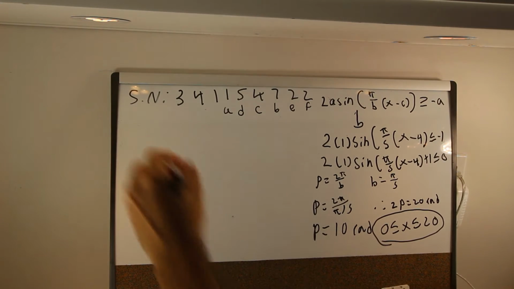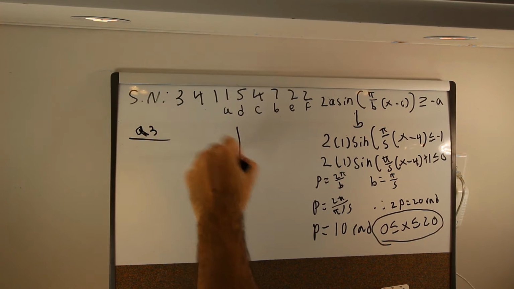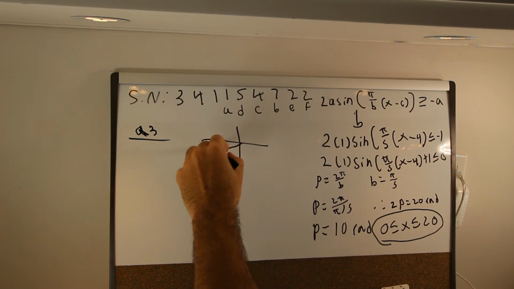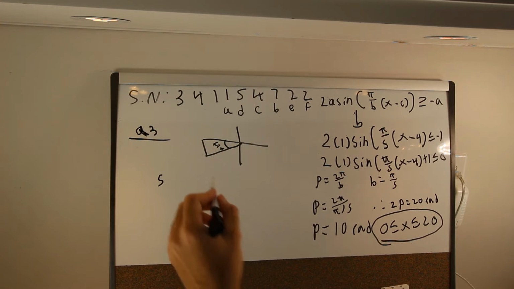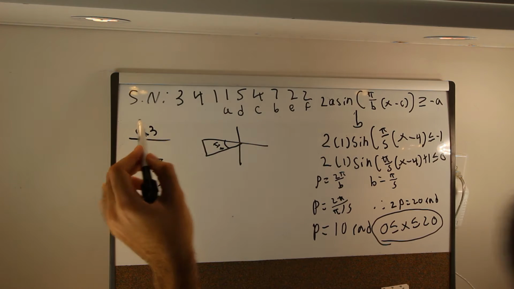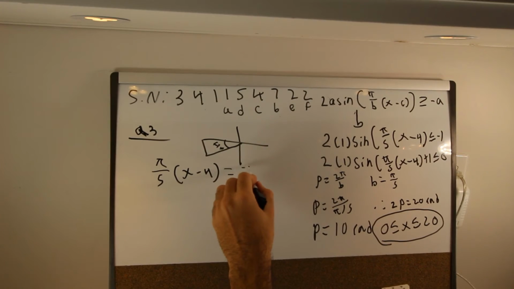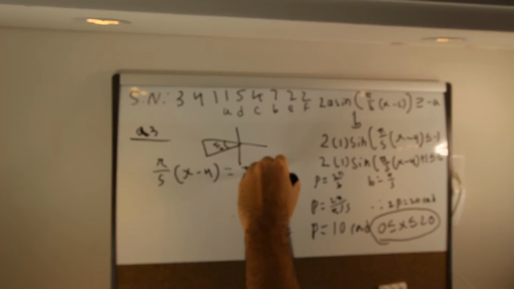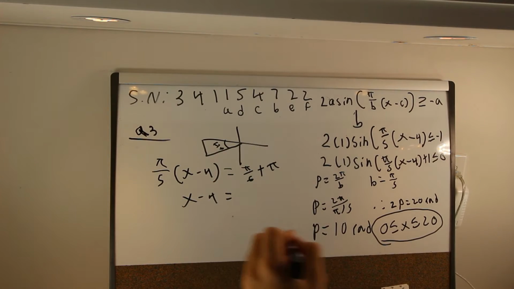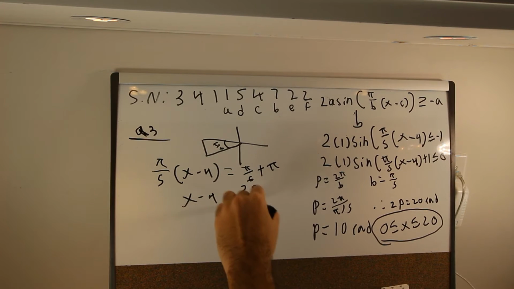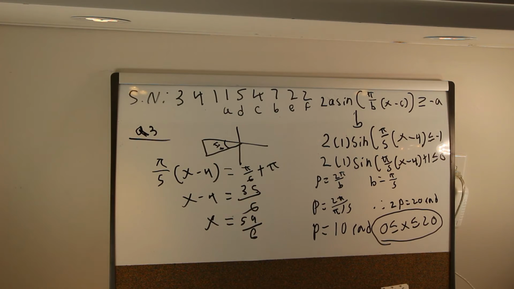Now let's solve for quadrant 3 first. In quadrant 3, it's going to look something like this, with pi over 6. To find it, we're going to write pi over 5 times (x minus 4) is going to be equal to pi over 6 plus pi. And what we're going to get in the end is x minus 4 is equivalent to 35 over 6, therefore x is equivalent to 59 over 6. Now, this is one answer.